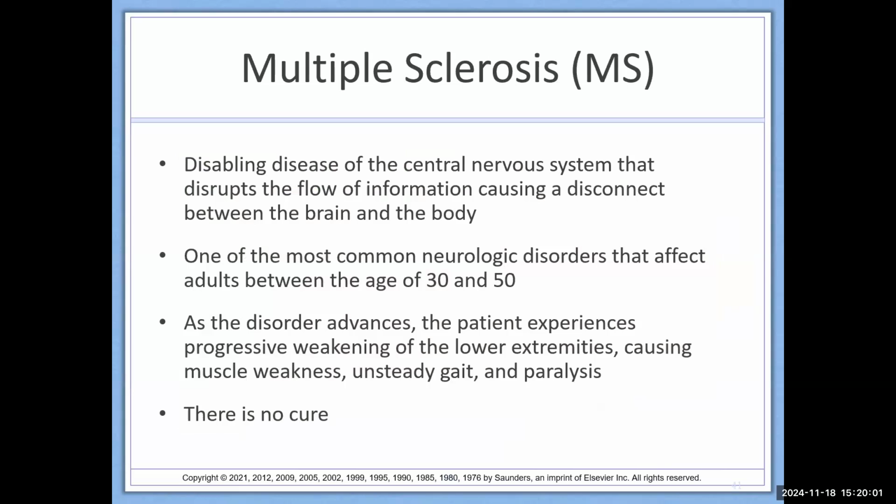So multiple sclerosis, or MS, is a disabling disease of the central nervous system, or CNS, and it disrupts the flow of information, causing a disconnect between the brain and the body. It's one of the most common neurological disorders that affect adults between the age of 30 and 50. Okay, so that's pretty young. As the disorder advances, though, the patient experiences weakening of the lower extremities, causing muscle weakness, unsteady gait, and even paralysis. Unfortunately, there is no cure.